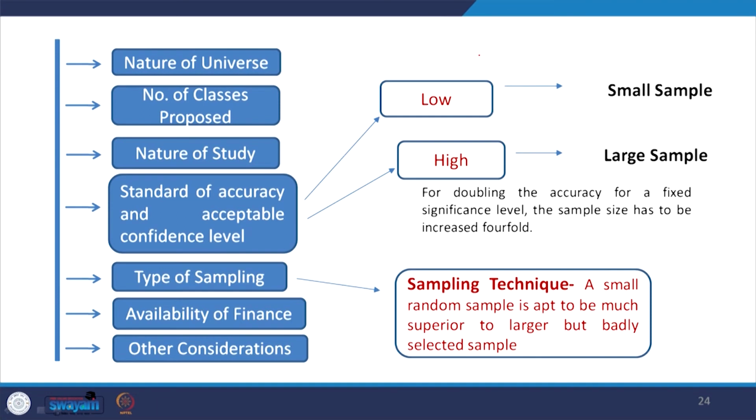Then regarding type of sampling, you are supposed to follow that a small random sample is apt to be much superior to a larger but badly selected sample. So, type of sampling is very important, small versus large. Small may be very apt also, depending upon again your universe or genesis.